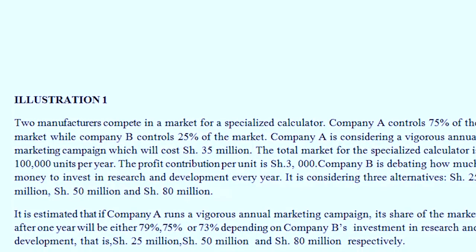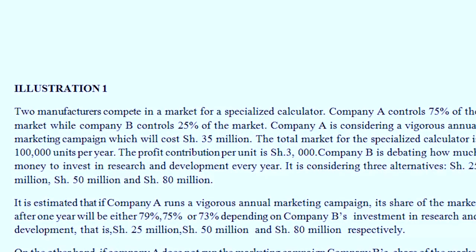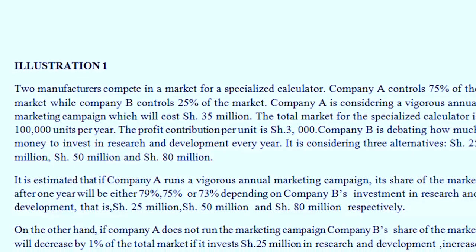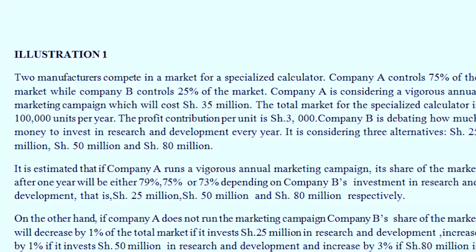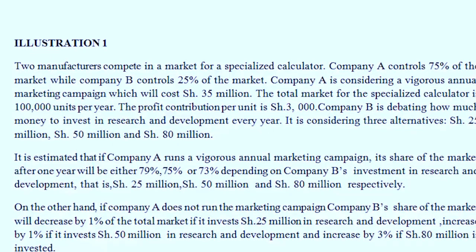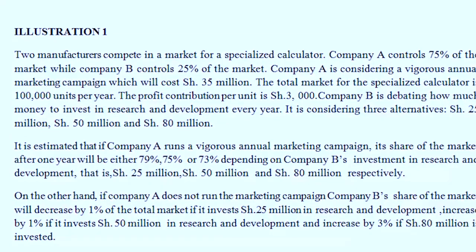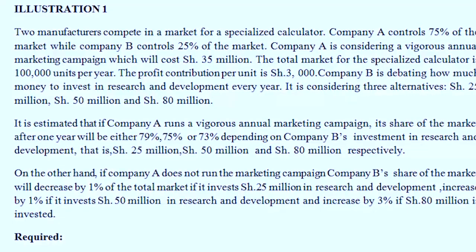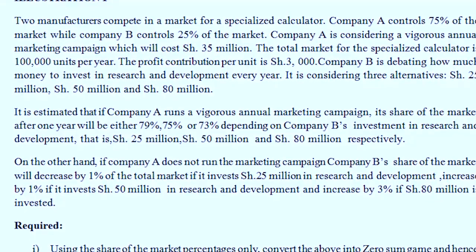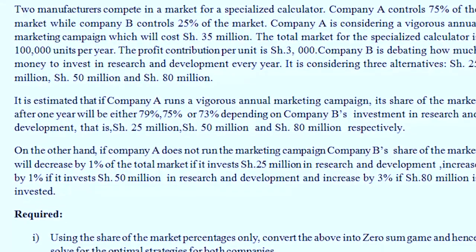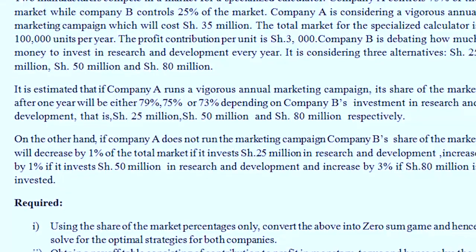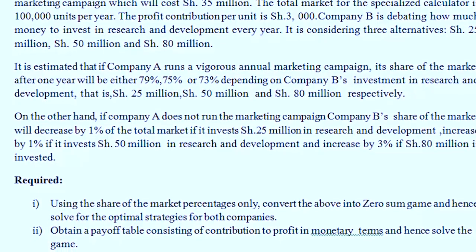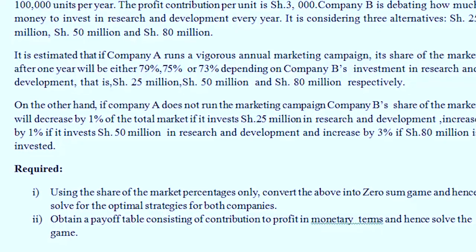Company B is debating how much money to invest in research and development every year. It is considering three alternatives: shillings 25 million, shillings 50 million, and shillings 80 million. It is estimated that if Company A runs a vigorous annual marketing campaign, its share of the market after 1 year will be either 79%, 75%, or 73%, depending on Company B's investment in research and development, that is 25 million, 50 million, and 80 million respectively.